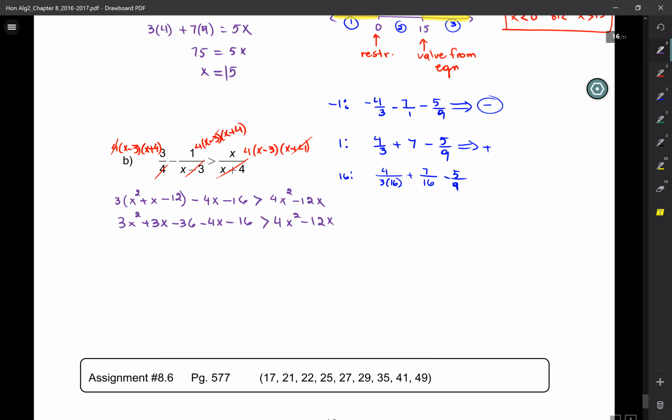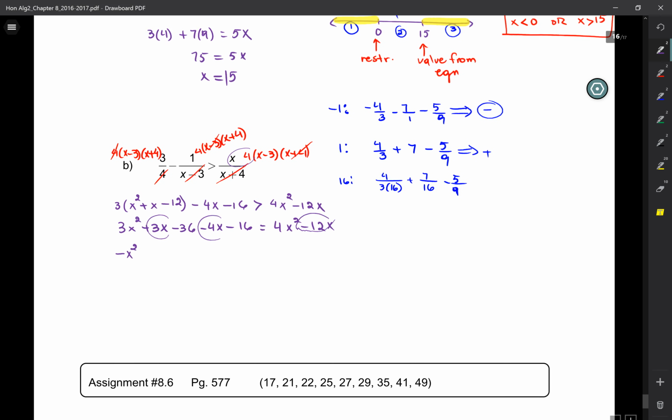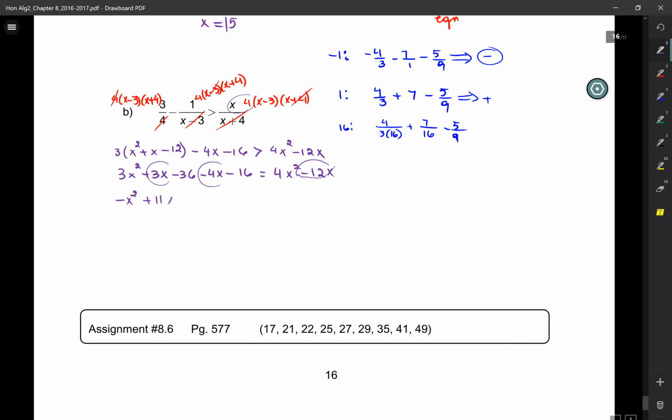Okay. And remember how I said we could change that to an equal sign? Because we want the values where these equal 0 to put on the number line, and we don't want to deal with changing symbols and stuff. So what are we going to get here? Negative x squared. So here I have 3x minus 4x is minus x, plus 12x is plus 11x. Negative 36 minus 16 is what? So x squared, if I take out the negative, minus 11x plus 52 is equal to 0.